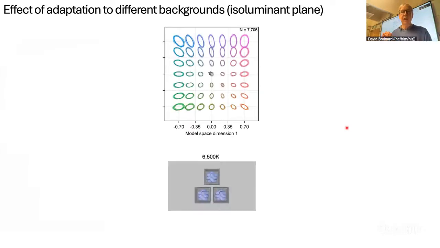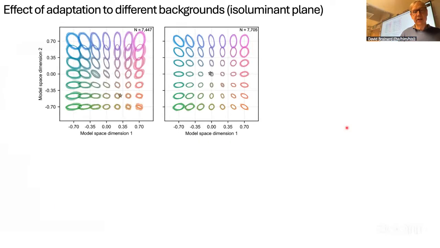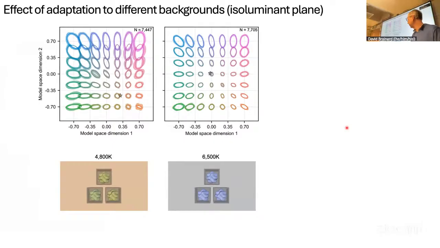So I showed you data of this sort, sliced through the isoluminant plane, measured against a gray background. These are actually measurements that we just made in the plane for a new subject who was not in our paper. But it looks just like all those subjects. And then we changed the background and put a yellow background on, but measured exactly the same set of stimuli.